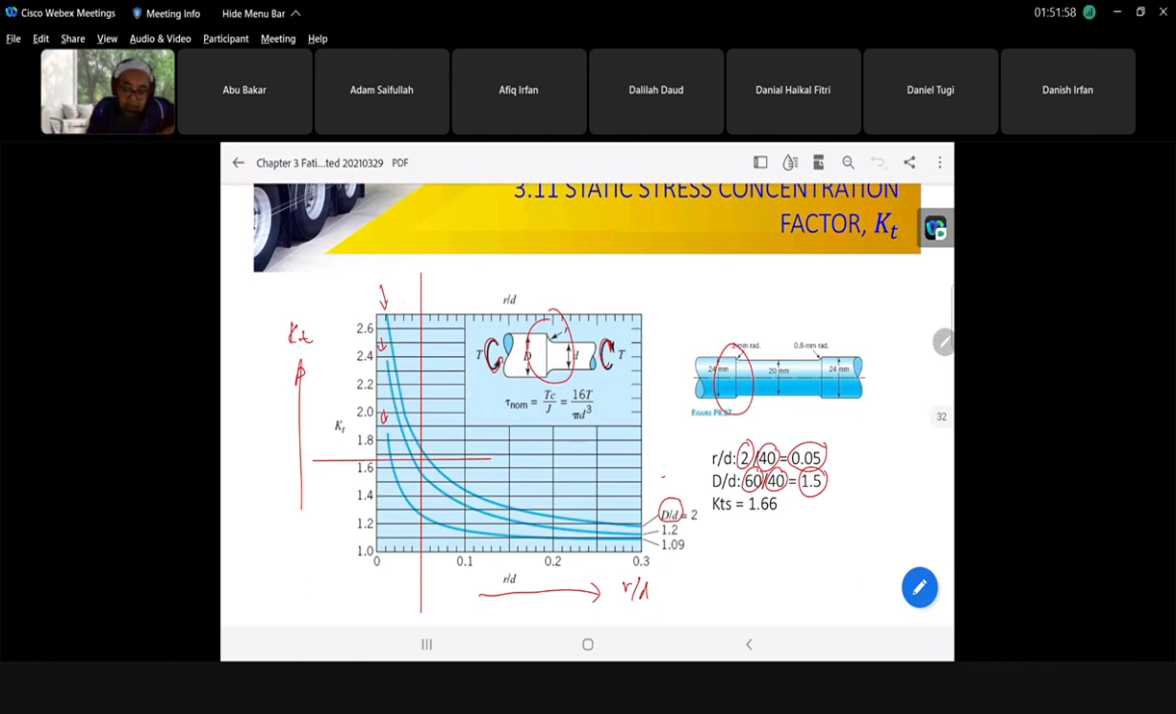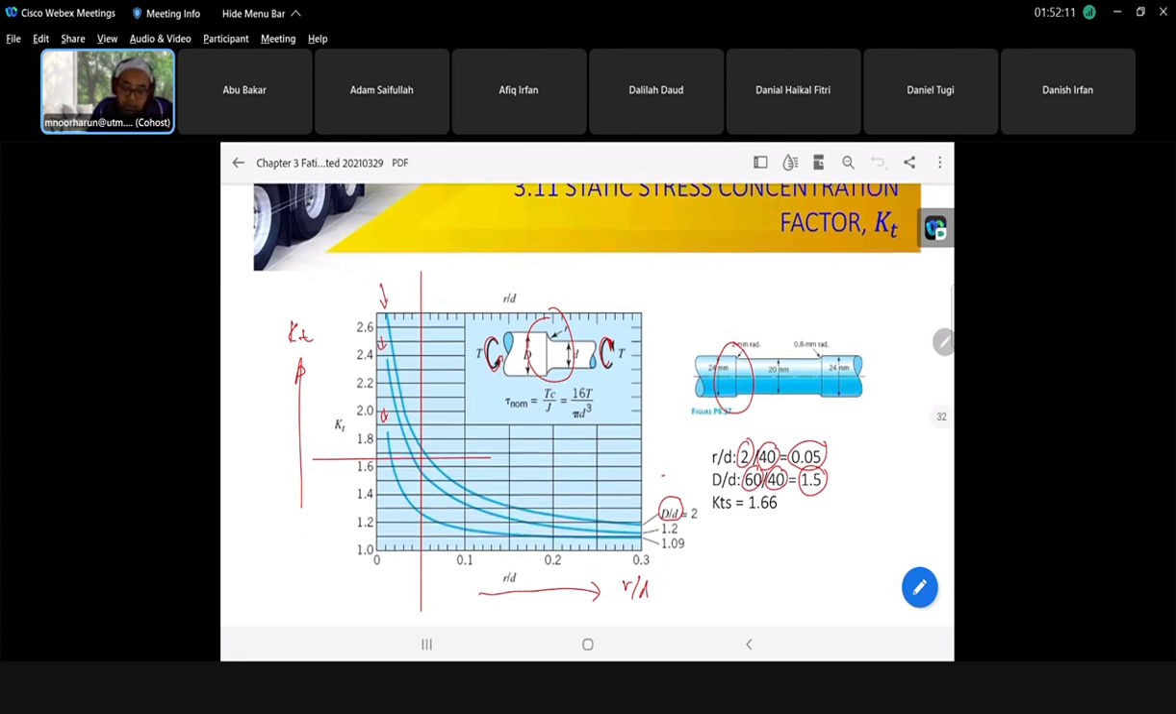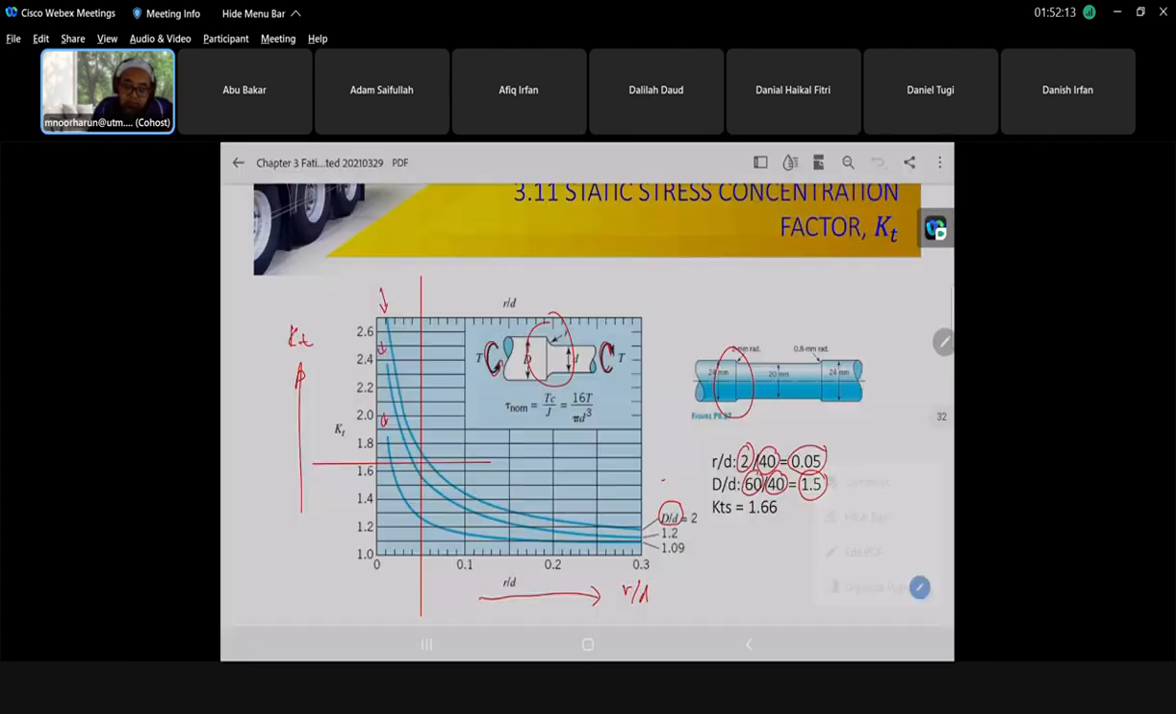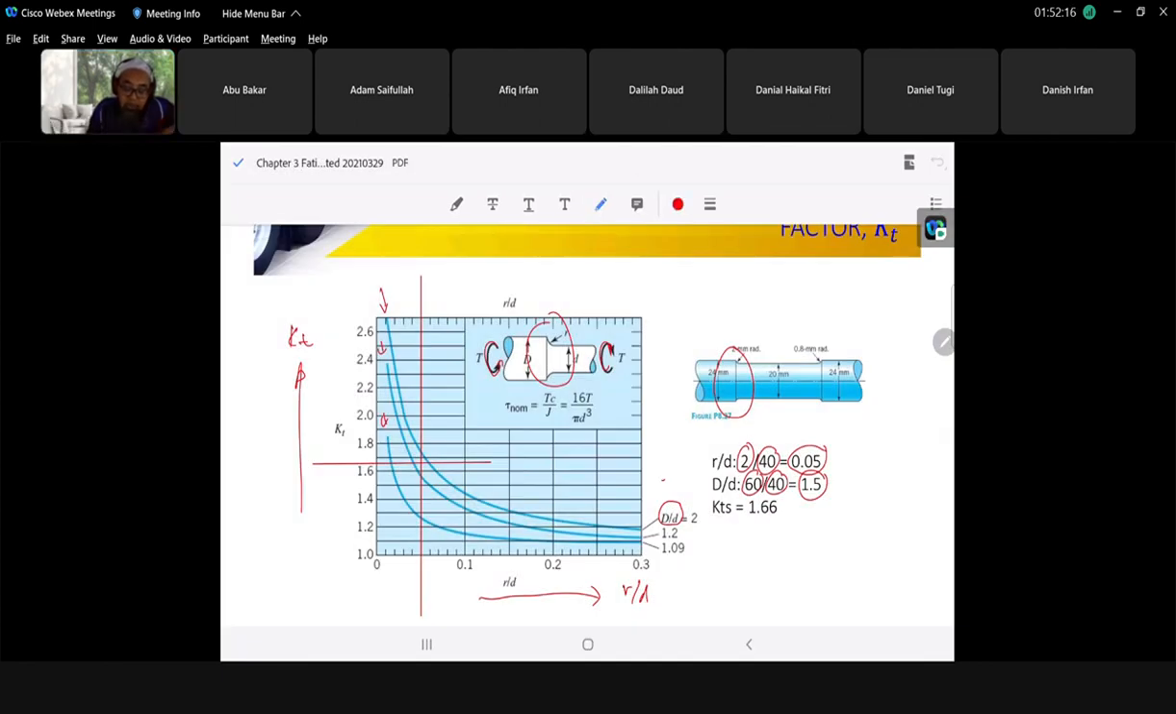Okay, cara nak baca dia. Okay, first choose the graph. So here is D over small d equal to 1.5. So you see that there's no 1.5. It has 1.2 and 2. So in between, we just guess somewhere around 1.5.